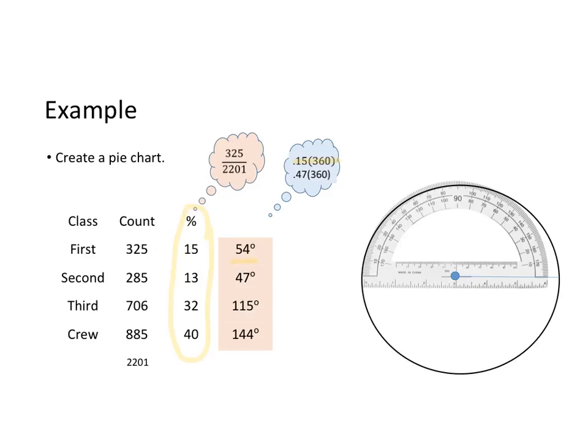I'm going to take my pencil and approximately mark where 54 degrees is, and then I will line up my protractor with my dot to draw a straight line. We would write our first class in our label and then the percent.